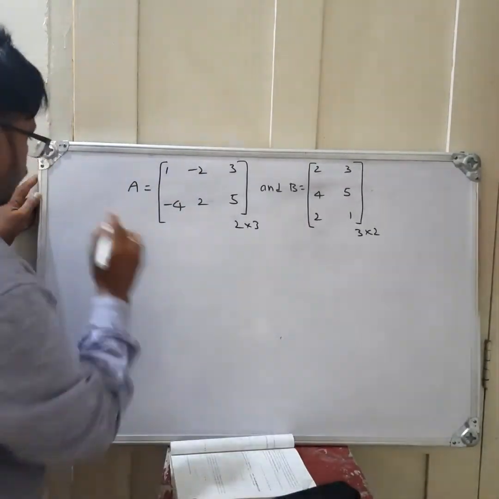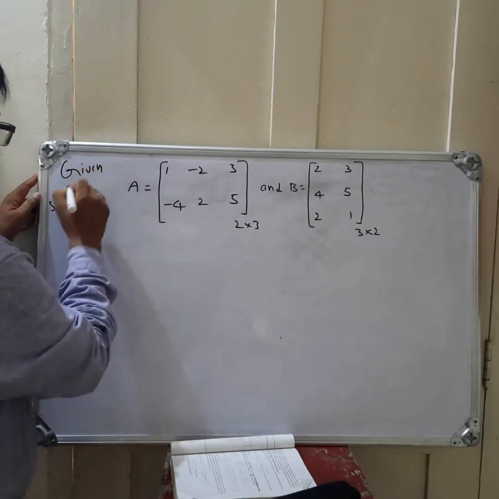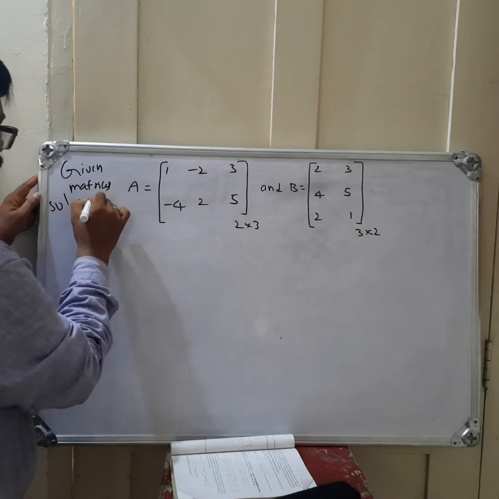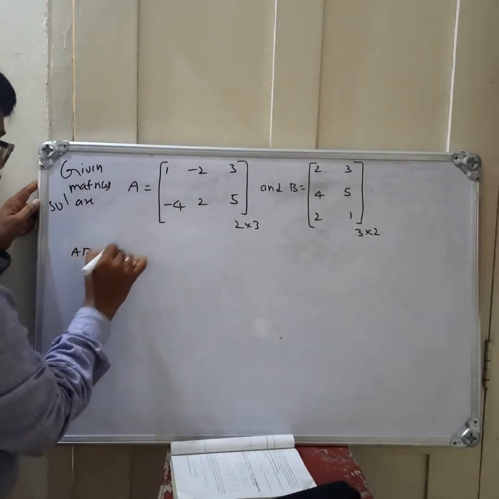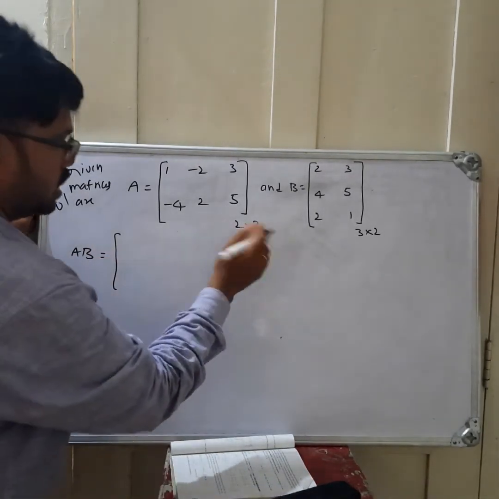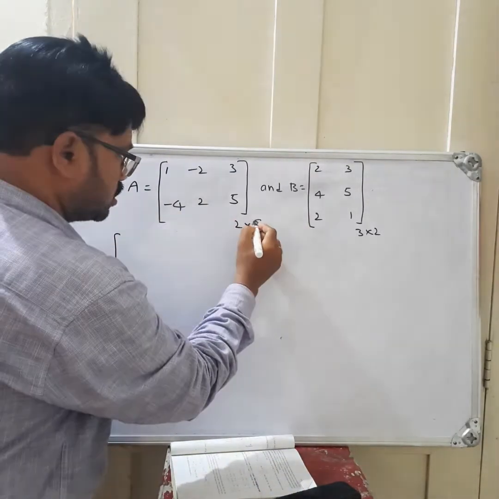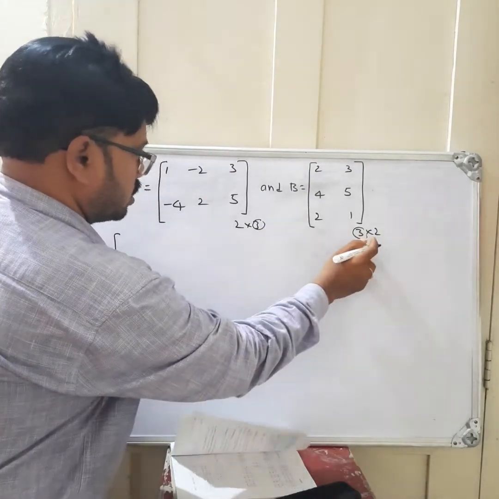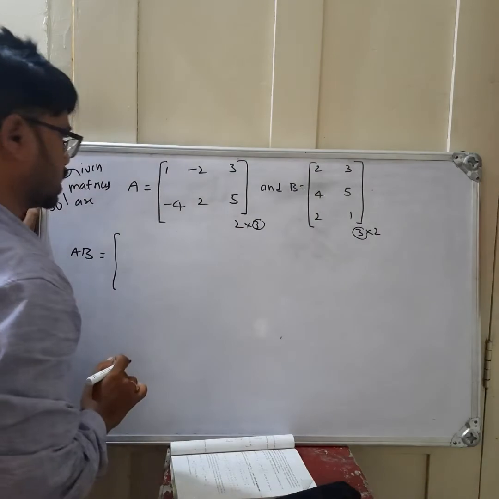Solution of this. Given matrices A and B, first you have to find AB. That means we have to multiply A and B. The number of columns in the first matrix equals the number of rows in the second matrix, so these two are equal. Then the resultant matrix will be 2 by 2, that means a square matrix will come.